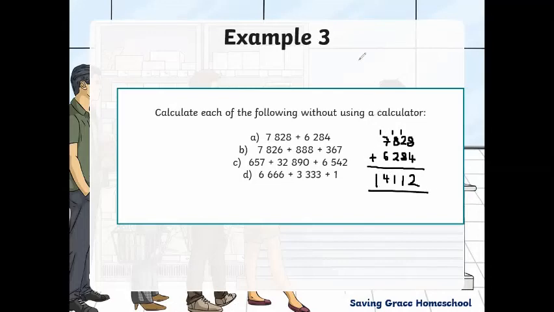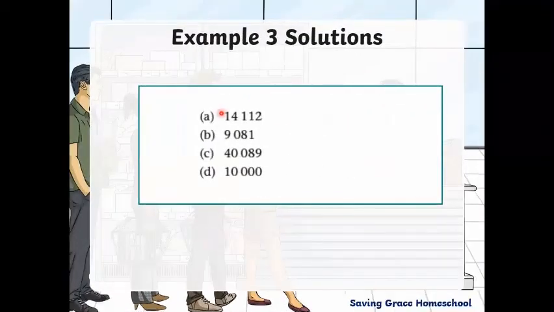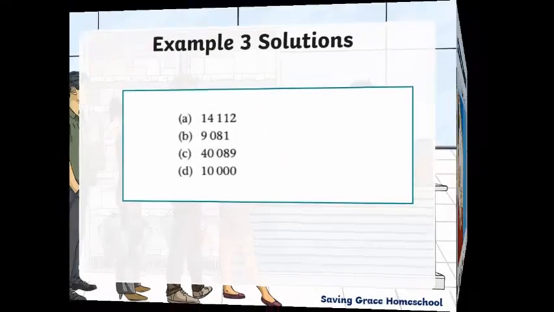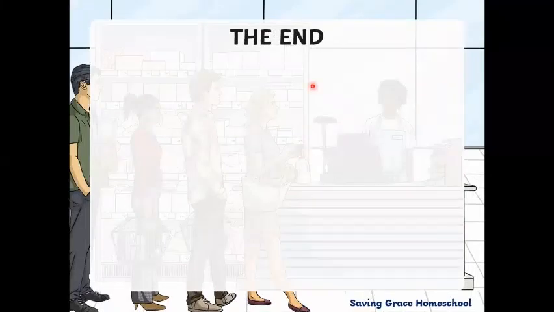So let's check that answer. So we have 14,112. I hope that's correct. And let's go into the next slide and see. There we go, 14,112. And then the rest is up to you. Try to do the questions before you look at my quick example for A though. So you do all four of these. Okay, and then dive in by completing your own activity. And that is the end of today's lesson.